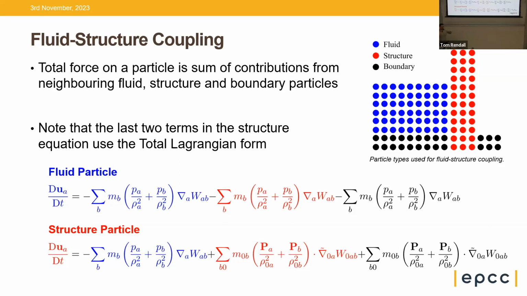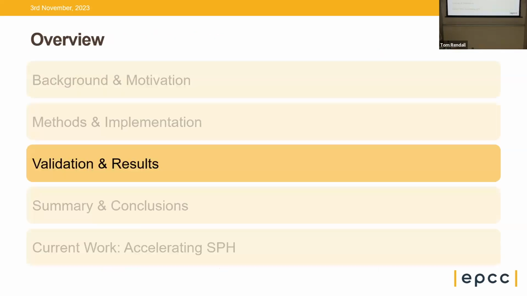So putting everything together in terms of calculating the acceleration for a particular particle, we basically just sum up the contributions from neighboring fluid, structure and boundary particles. So for the fluid particle here, it's just the same. I've dropped the viscous term just to fit everything on, but I've split the terms from each of those particles. For the structure particle, this is the contribution from the fluid, but then for the structure and the boundary particles, we now have this total Lagrangian form.